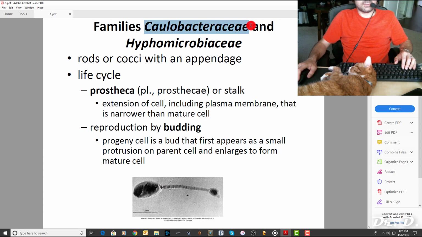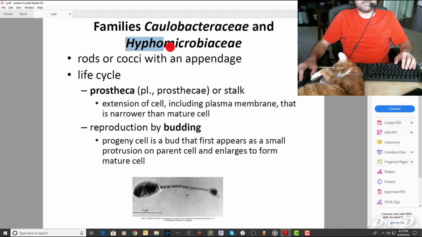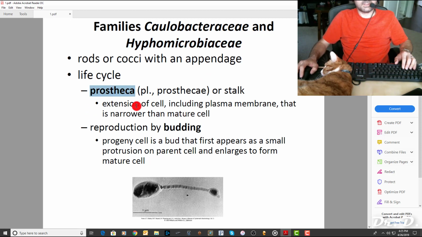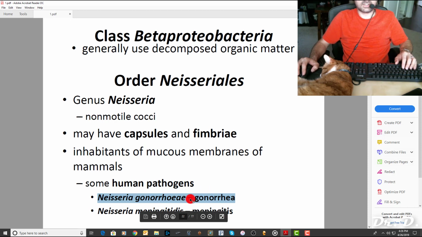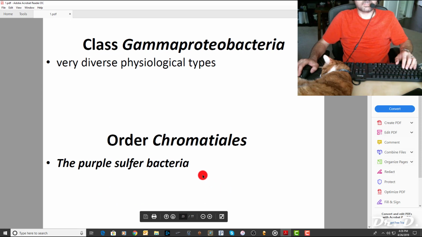What else do I want to know? I want to know that the Caulobacteraceae and the Hyphomicrobiaceae form prosthecae, okay, or a stalk, and they reproduce by budding. That's what I want to know about those. Moving on, I want to know that the Neisseria include the human pathogen Neisseria gonorrhoeae, which causes the disease gonorrhea. I want to know that Neisseria gonorrhoeae causes gonorrhea. I would definitely want to know that for the exam.